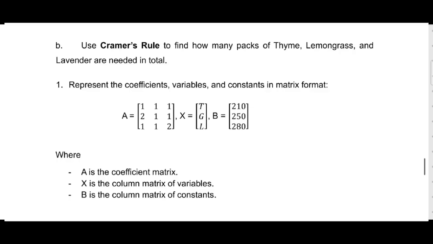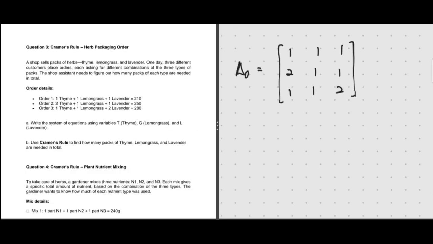Question 3b, we must set up the matrix form first, like this, and find the main determinant, which is delta 0. To find the main determinant, we must copy the matrix that we have created earlier. The next step is like this. Copy here.